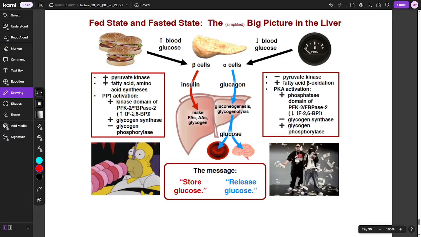The PFK2 domain is going to be active, right? The fructose 2,6-bisphosphate is going to be inactive. We're going to have a lot of fructose 2,6-bisphosphate. Haven't talked about glycogen yet, but just think of it like glycogen storage, right?